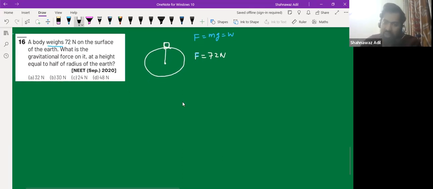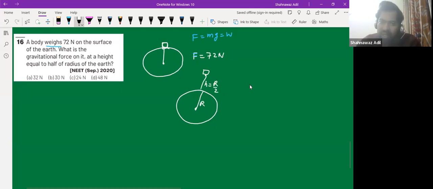So what would be that? So we know that this would be how much? They are asking that the object is now at a height. So this is r, and now the object is at a height equal to half of the radius of the Earth. So from here to here, the height is r by 2. So this is the height, right?